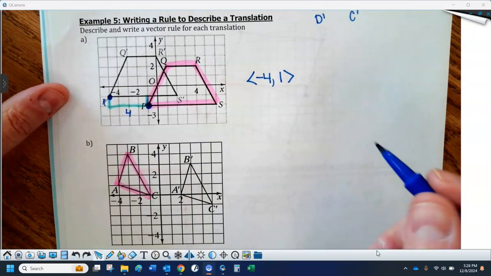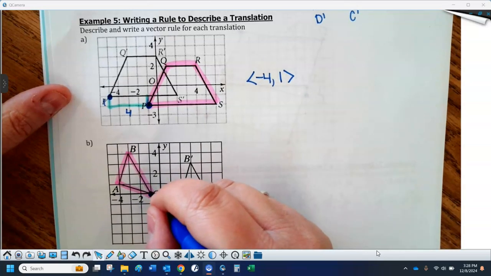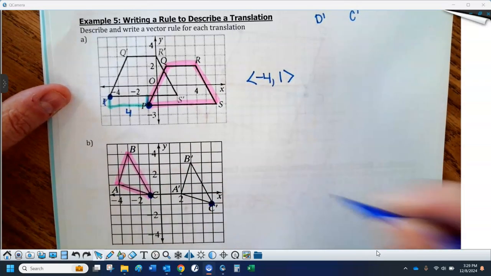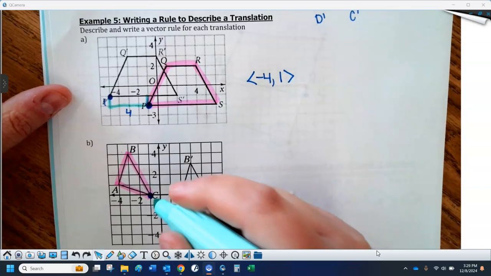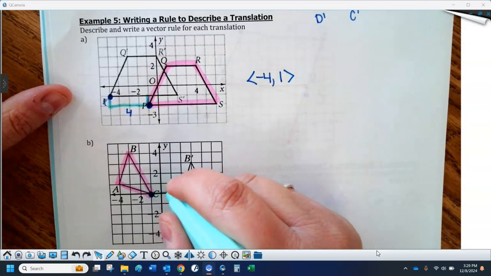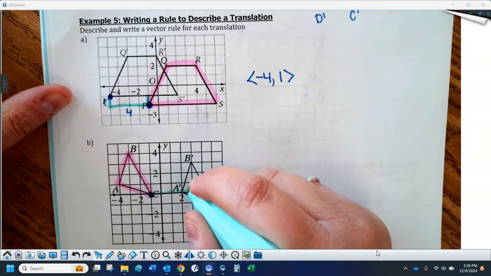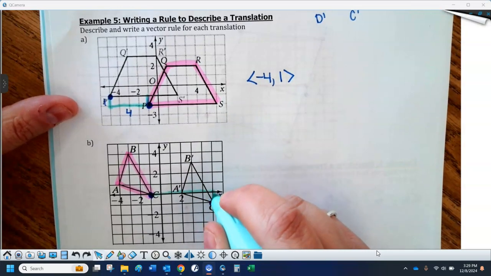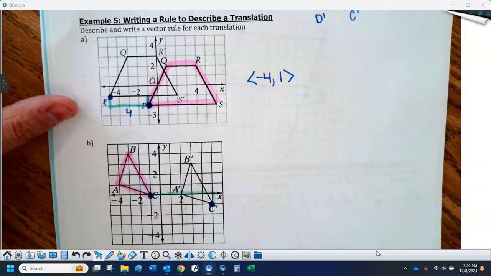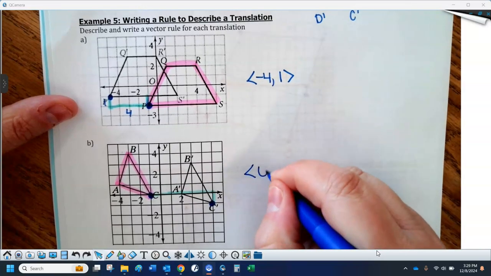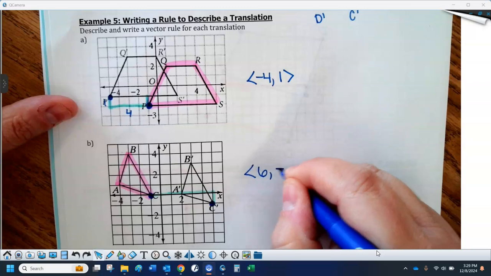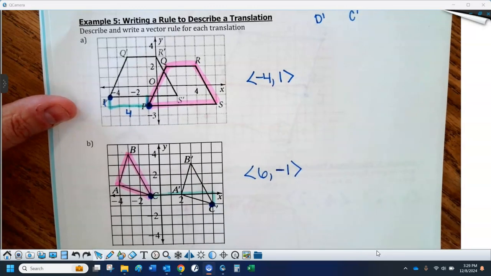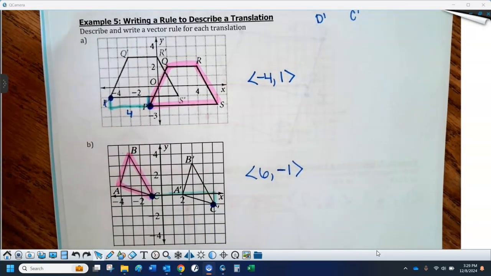All right, I'm going to do the same thing here. Let's just grab 2 points. I tell you what, let's do C and C prime. So left or right first, see what you're doing. So I'm going 1, 2, 3, 4, 5, 6 to the right and down 1. So if you go to the right, that's positive. So +6, down 1 would be -1. That vector would describe the transformation.